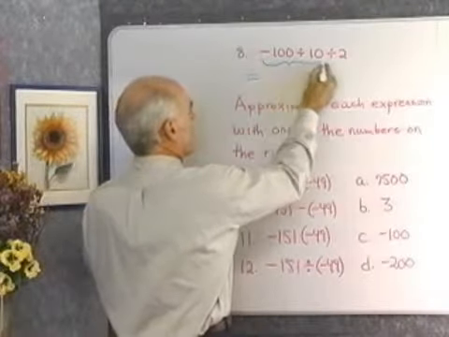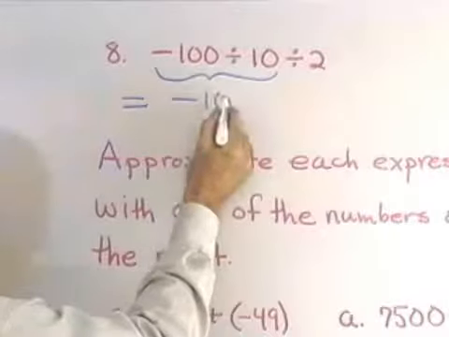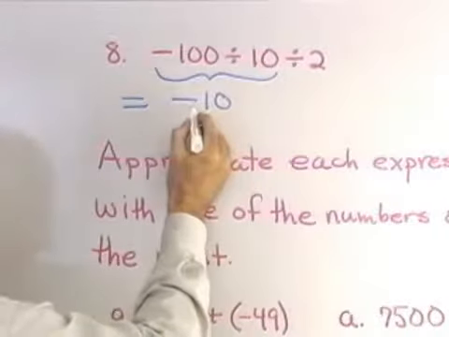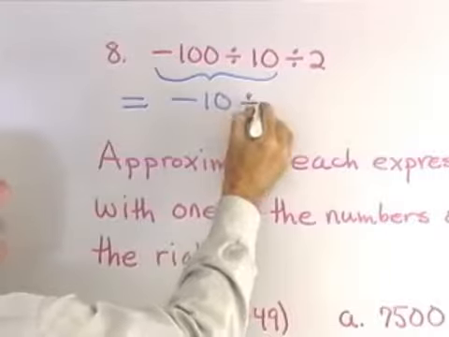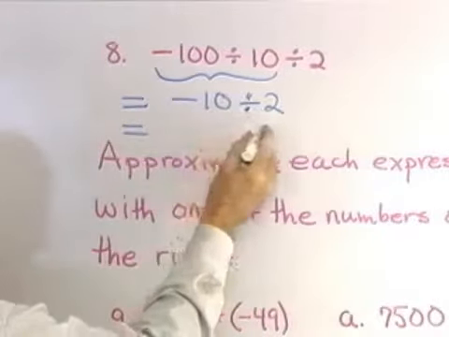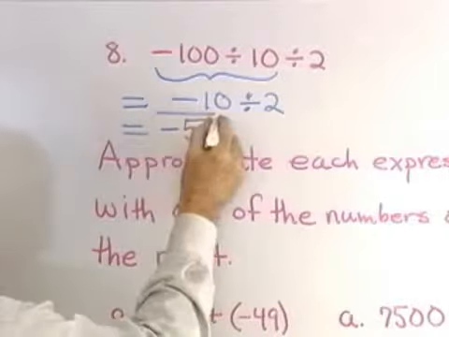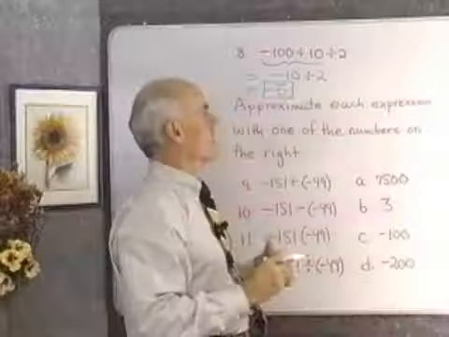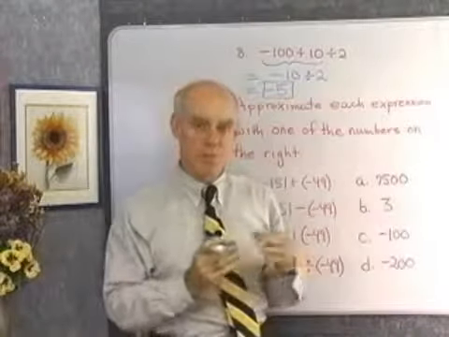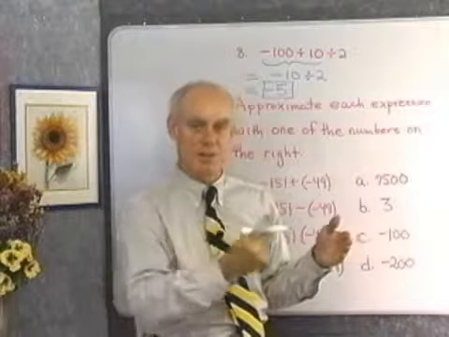Negative 100 divided by 10 is negative 10. I simply divide absolute values, I get 10. The two numbers have different signs, so the answer is negative. Now that's divided by 2. Negative 10 divided by 2, I divide absolute values and get 5. The two numbers have different signs, so the answer is negative. So if I have division like this, more than one division, lined up without parentheses or anything, then I need to work left to right.